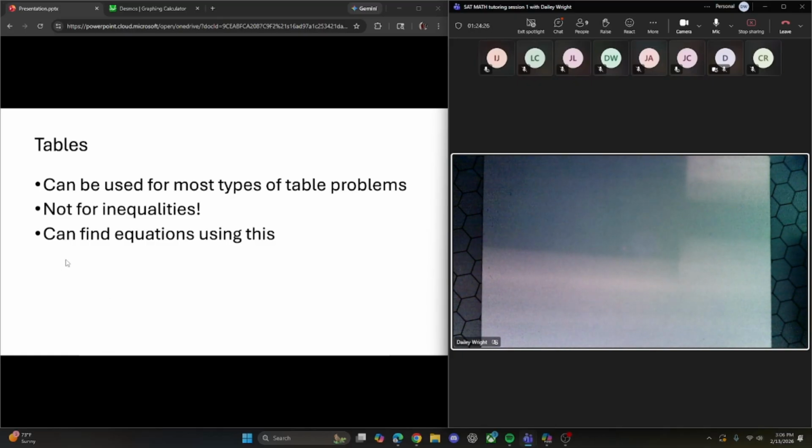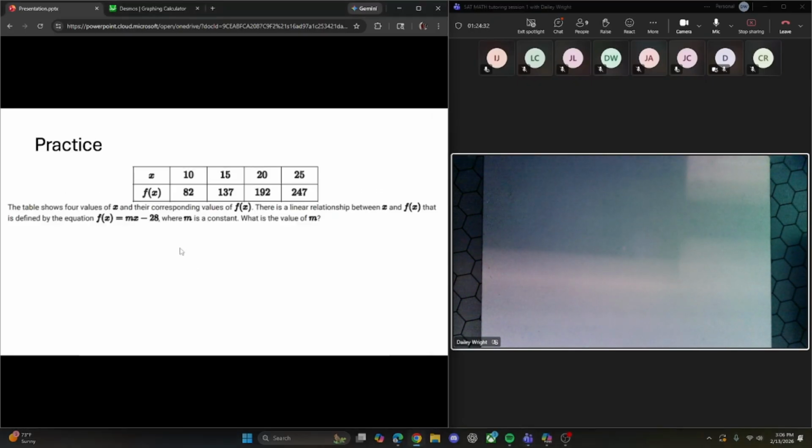So with tables, you can find equations using this. I'll show you how to find equations with our practice problem. Let's read the problem before we plug in. The table shows 4 values of x and their corresponding values of f of x. There is a linear relationship between x and f of x that is defined by the equation f of x equals mx minus 28, where m is a constant. What is the value of m?